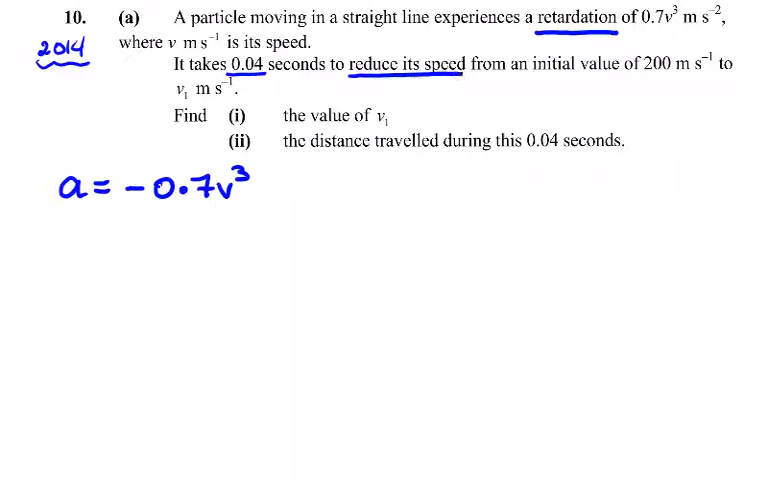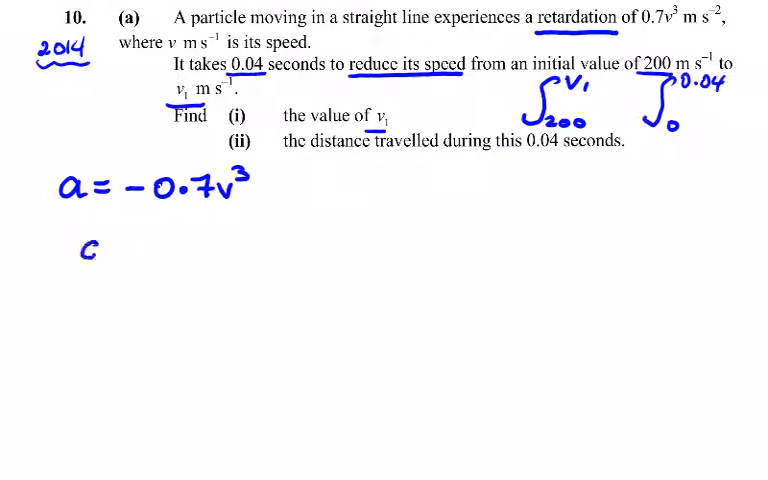reduce its speed. So from an initial speed, we're going to integrate from 200 to v1, this guy to this guy. We're asked to find the value of v1, and my time interval starts from 0; 0.04 is the time interval starting at 0. So let's have a look here.